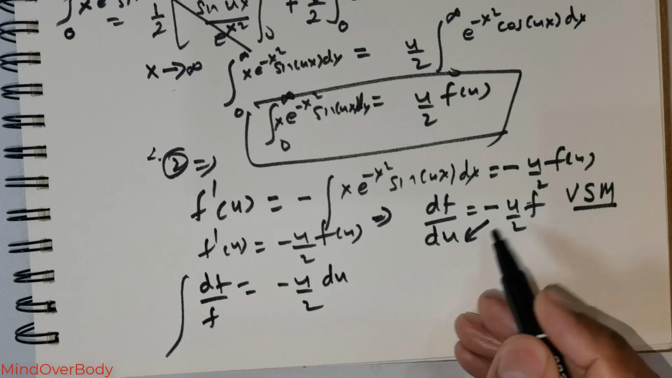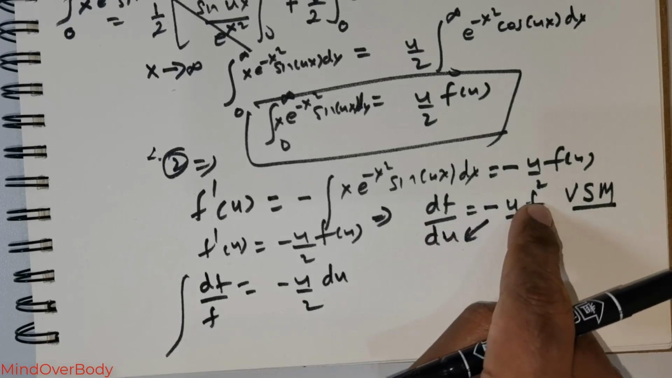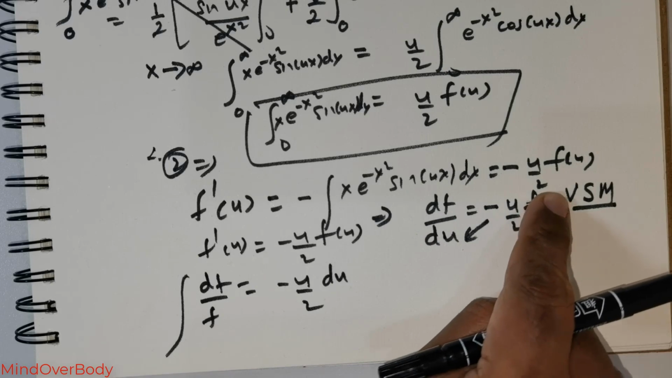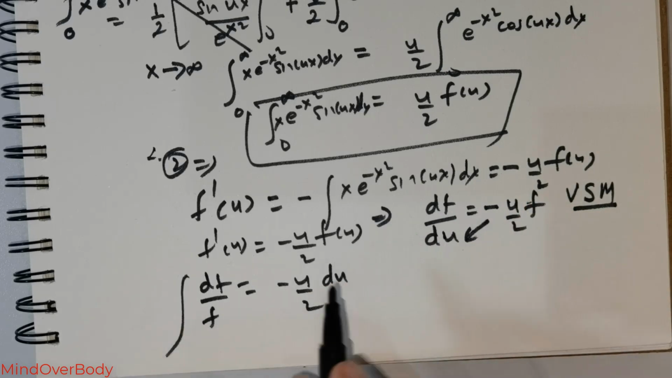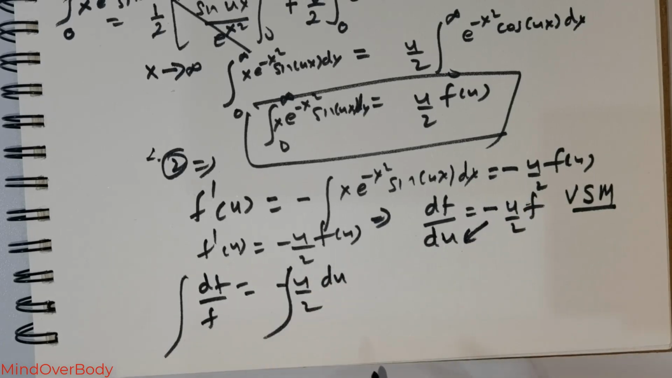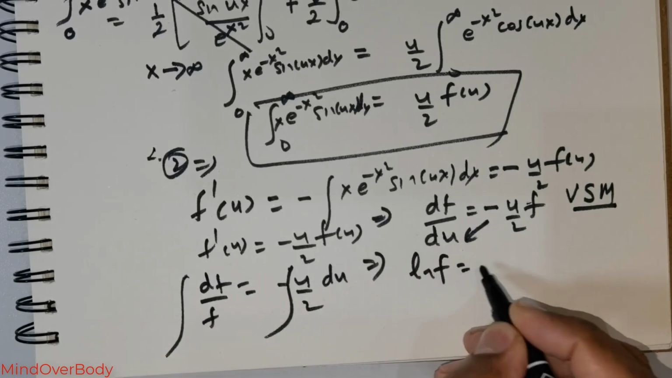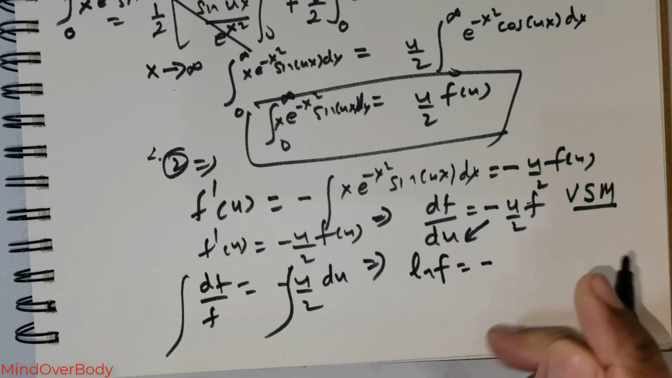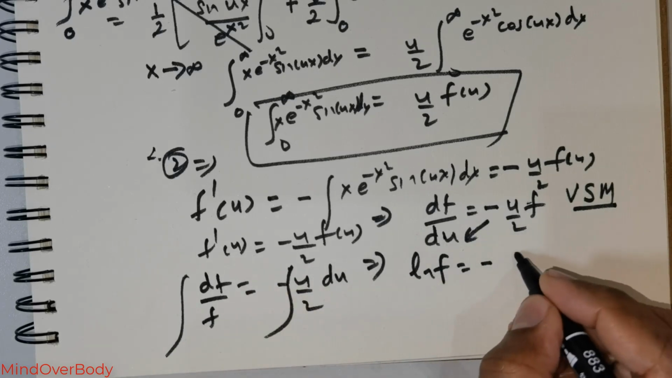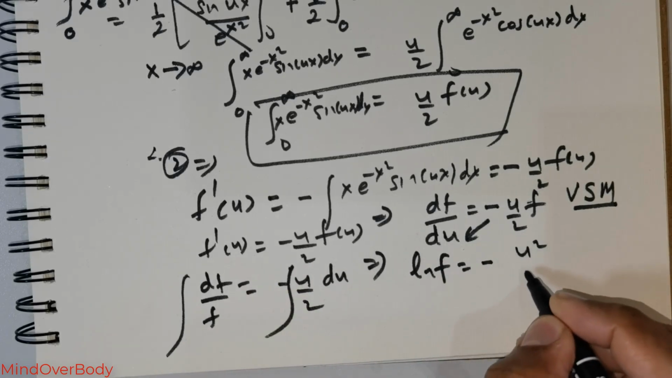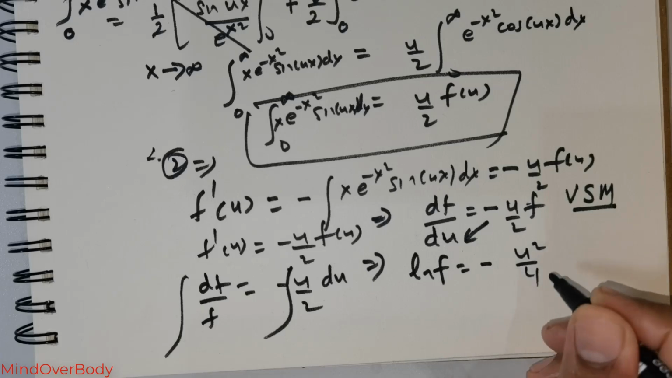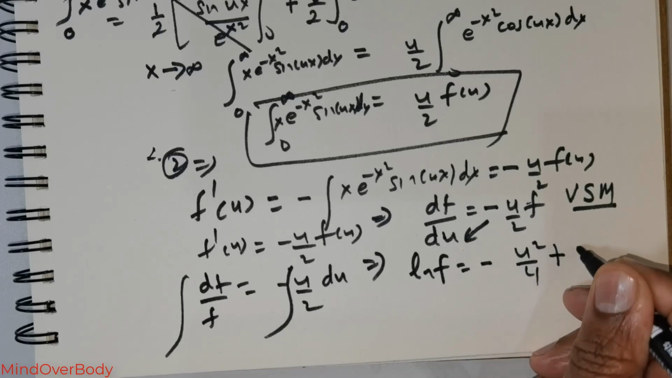So by the variable separable method, move f down, move du out to the top right. So this is what we get. So we can integrate both sides. Upon integration, this is going to give me ln of f and this is going to give me negative u times du. When you integrate, you get u squared divided by 2. It's going to be u squared over 4 positive.